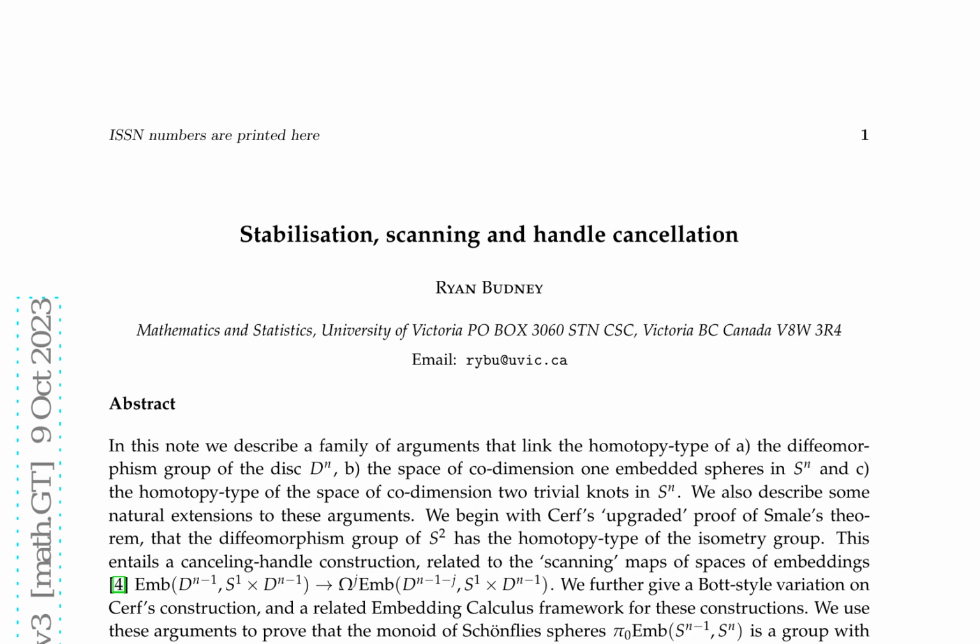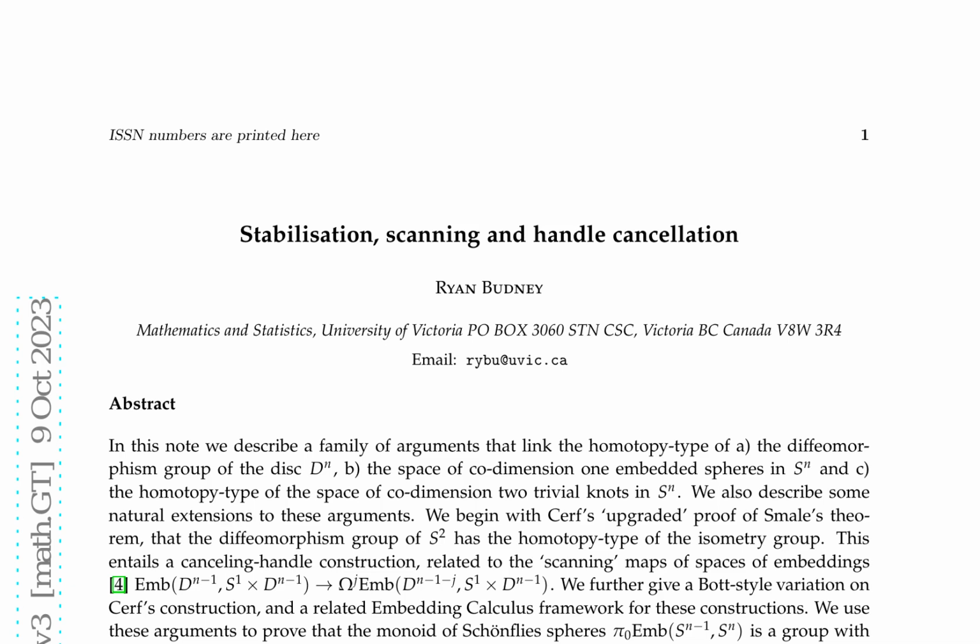Scanning maps are part of a sequence that starts with the space EC_n, and iterates through various loop spaces, eventually reaching the space GL_n(R). These maps are vital for detecting homotopy in both diffeomorphism groups and embedding spaces. The non-triviality of scanning maps is closely tied to the non-triviality of the Smale-Hirsch map for the group of diffeomorphisms, Diff(D^n). The highly structured nature of iterated loop spaces makes it challenging to find non-trivial maps between them.